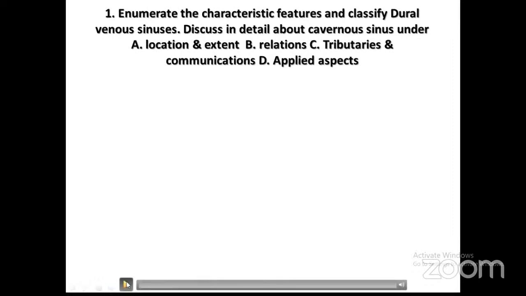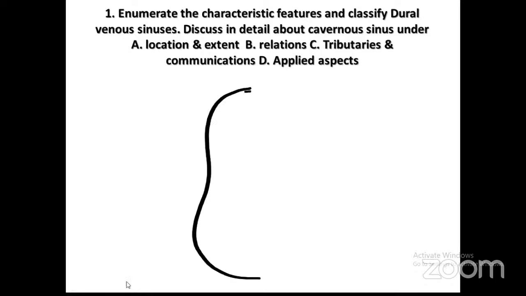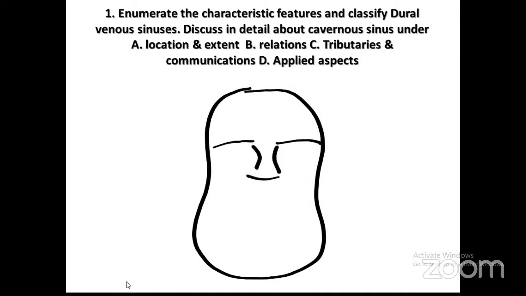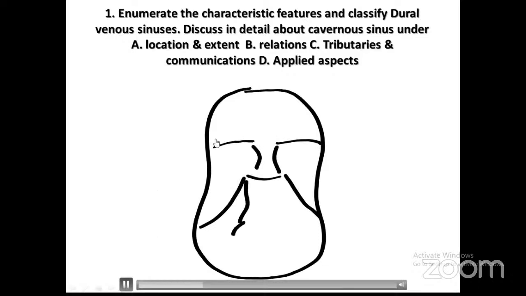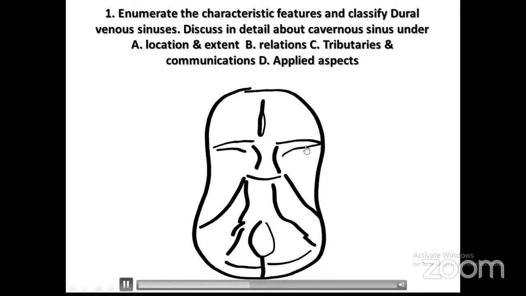So let's see the cavernous sinus. What is the location of the cavernous sinus? You have to draw the diagram showing the interior of the cranium, where it is divided into three fossae: anterior, middle, and posterior. You can see the lesser wing of sphenoid, sella turcica, dorsum sellae, superior border and inferior border of petrous temporal bone, foramen magnum, internal occipital crest, transverse sulcus, superior orbital fissure, and the transverse sinus, sigmoid sinus, inferior and superior petrosal sinus, cavernous sinus, sphenoparietal sinus, and the middle meningeal sinus.